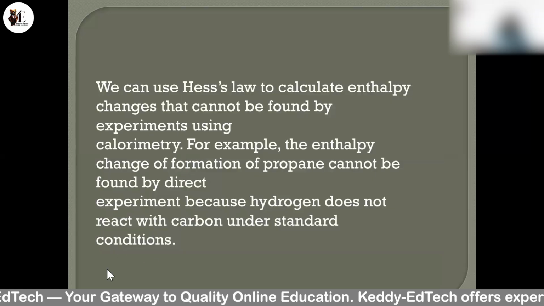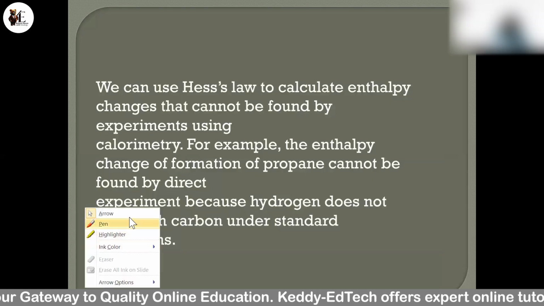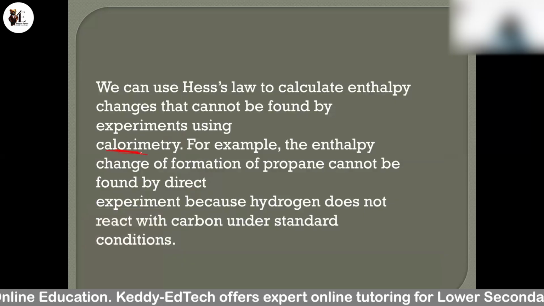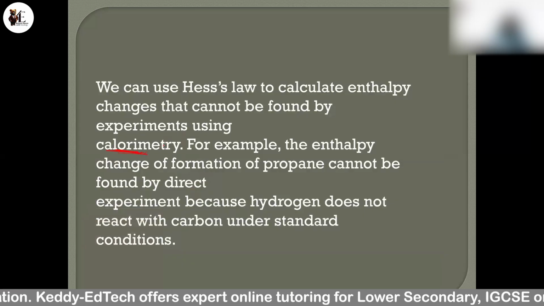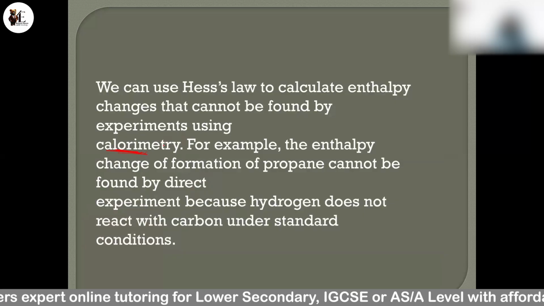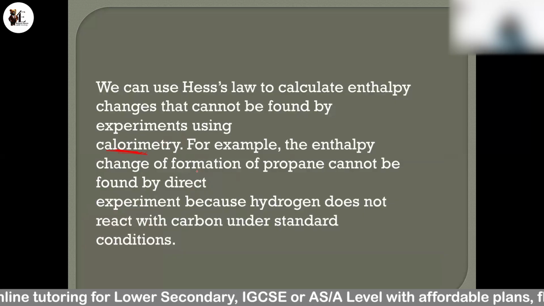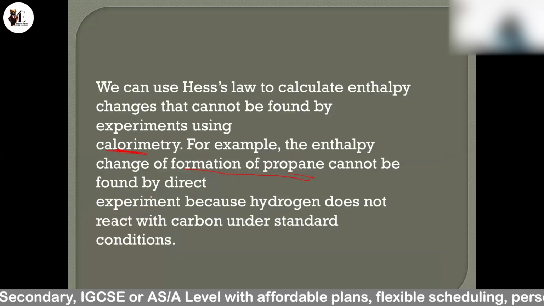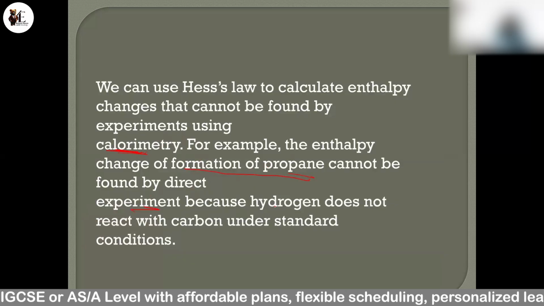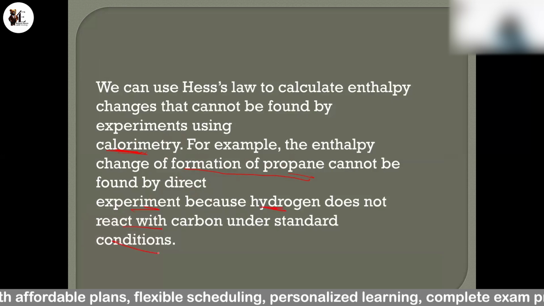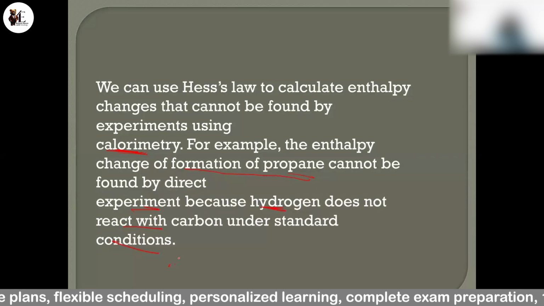We can use Hess's law to calculate the enthalpy changes that cannot be found by experiments using calorimetry. So we calculate enthalpy changes by calorimetry and also by Hess's law. For example, the enthalpy change of formation of propane cannot be found by experiment. Why? Because hydrogen gas does not react with carbon under standard conditions. So we cannot calculate it with the calorimeter.